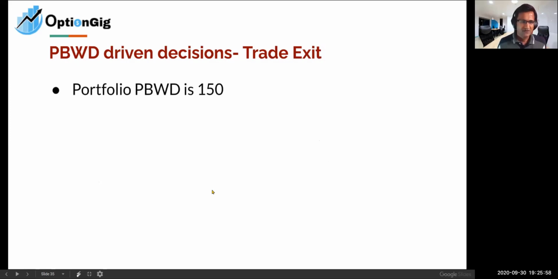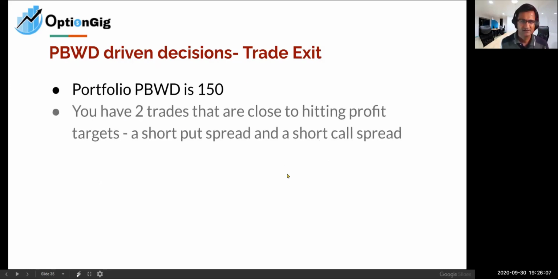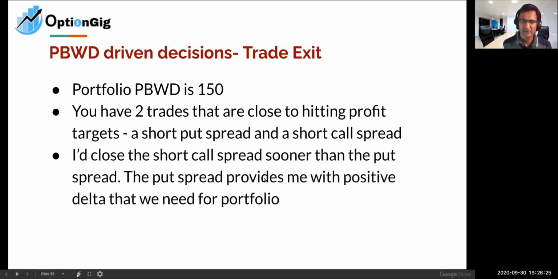Okay, similarly, let's talk about trade exit. Your portfolio beta weighted delta is 150. You have 2 trades, both close to hitting your profit targets. You have a short put spread and a short call spread. Now you have to decide which one to close or which one to let run. It has not hit the profit target, but they are close.